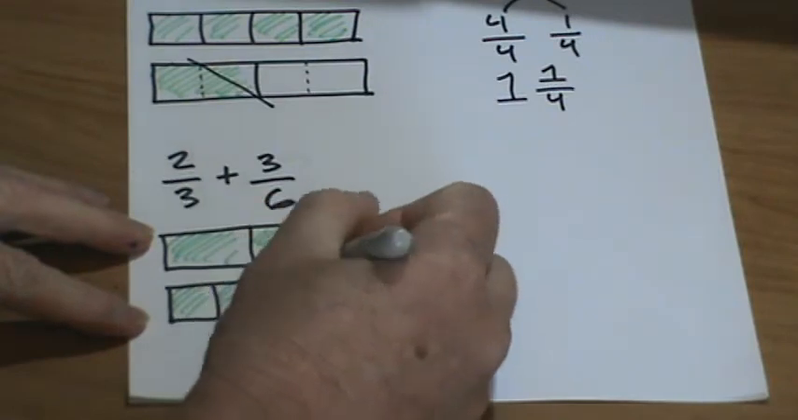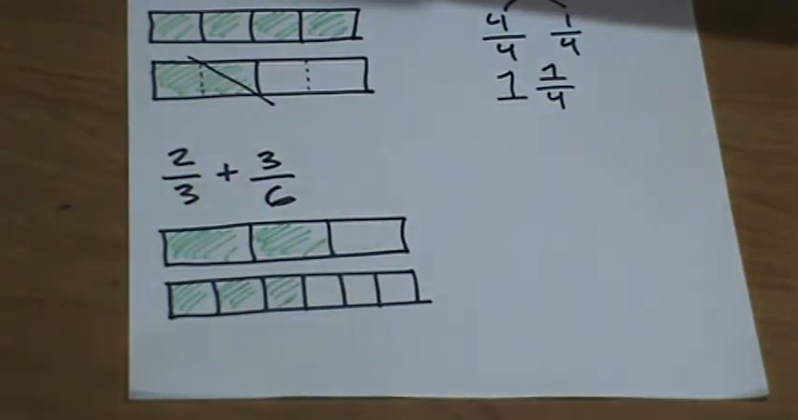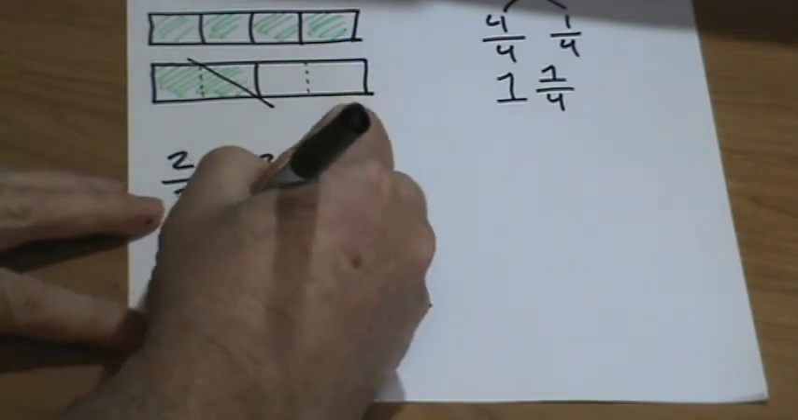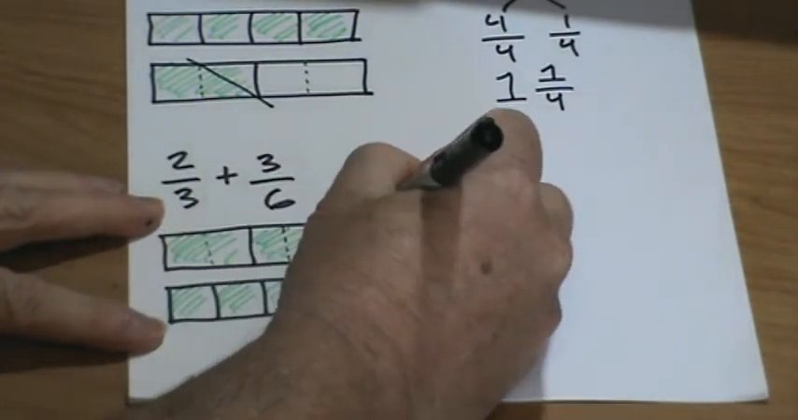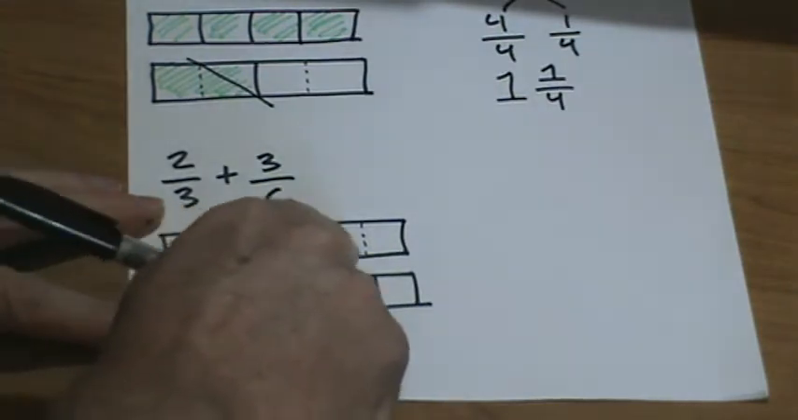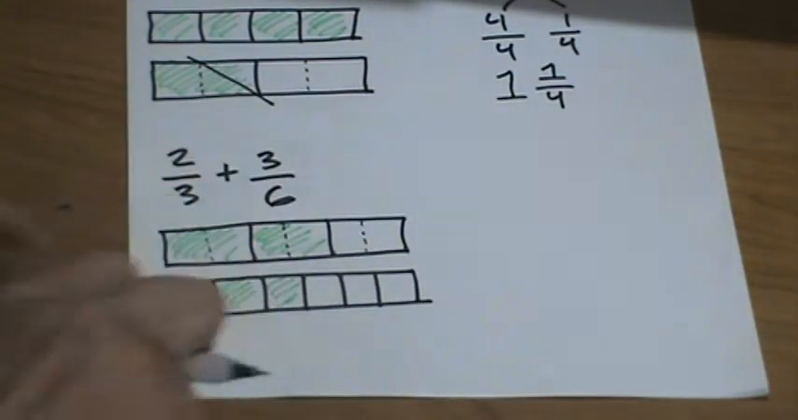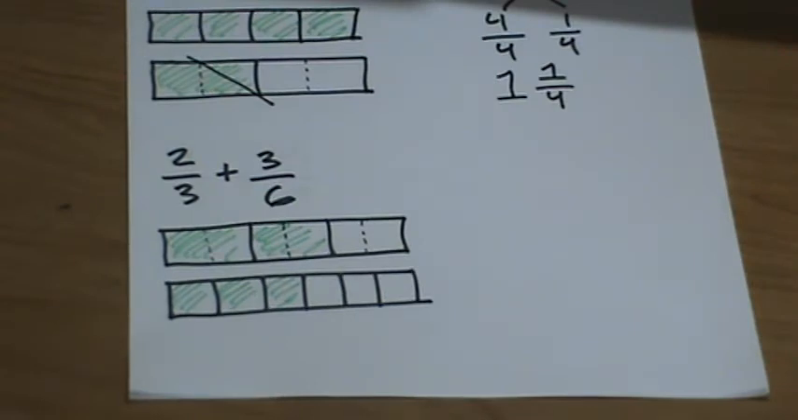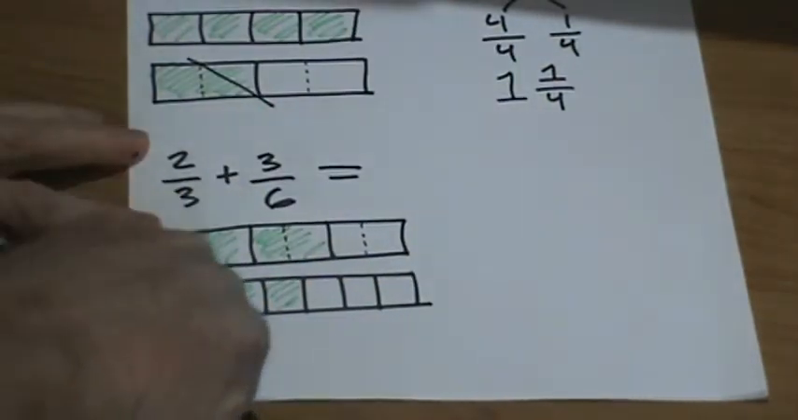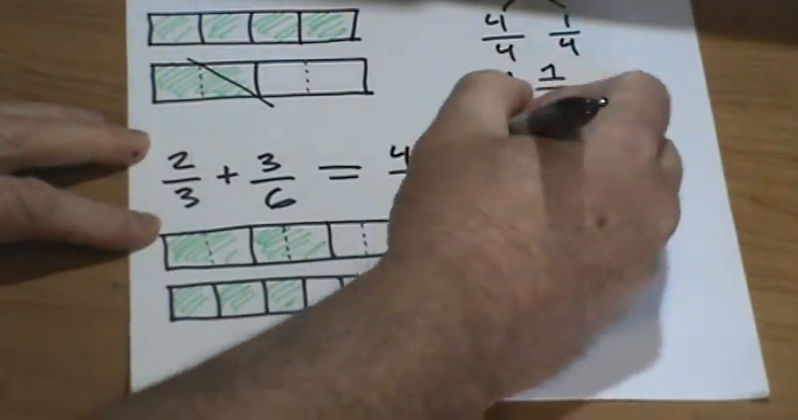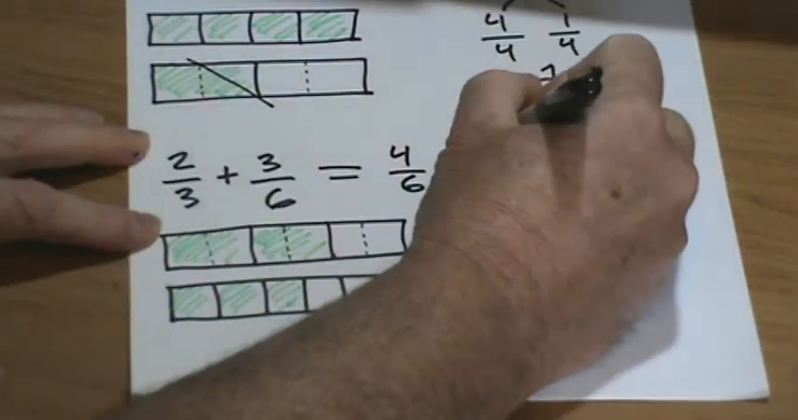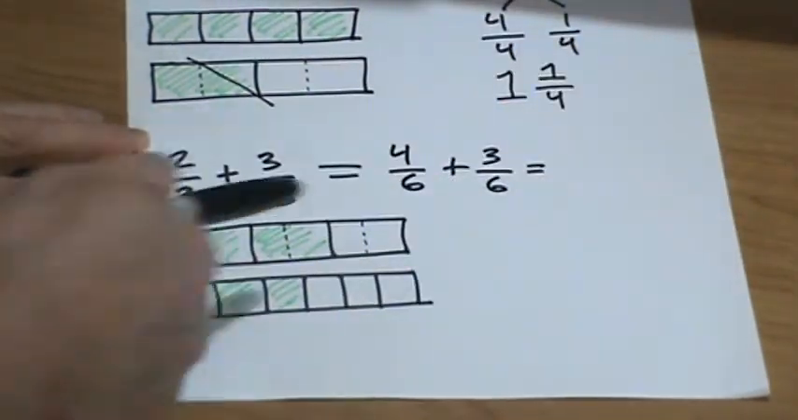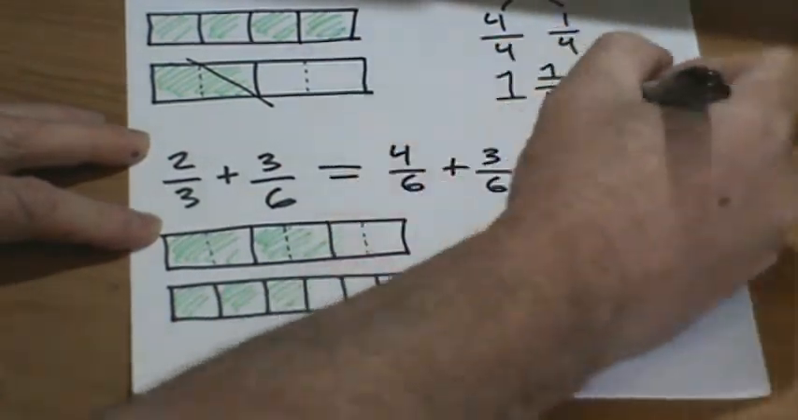1, 2, and 3. So now I have to get the thirds to sixths, right? So that we can add them. So what I'm going to do is go 3 times 2. What's 3 times 2? It's 6, right? So I'm just going to break these right in half. 1, 2, 3, 4, 5, 6. Now I have 1, 2, 3, 4 sixths, and I'm ready to add. So my 2/3 became 4/6, they're equal, plus the 3/6. And that equals what? Well, we know the denominator does not change. And 4 plus 3 is 7.